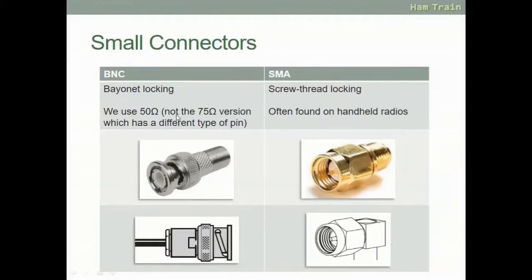The BNC is also used in other standards, like it's used for CCTV and things, and they tend to use the 75 ohm version, and that has a different type of pin in the center. But yeah, there is BNC. There is also SMA. SMA is a thread locking connector, and it's very often found on handheld radios, and there are some slight variants on handheld radios as well of this. So if you're going to use an antenna for a handheld that's got an SMA connection on it, you need to make sure you've got the right one.